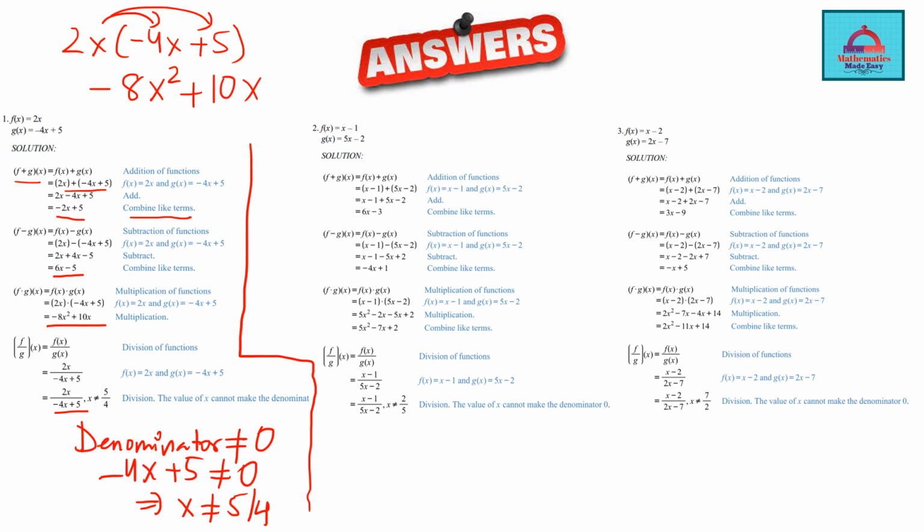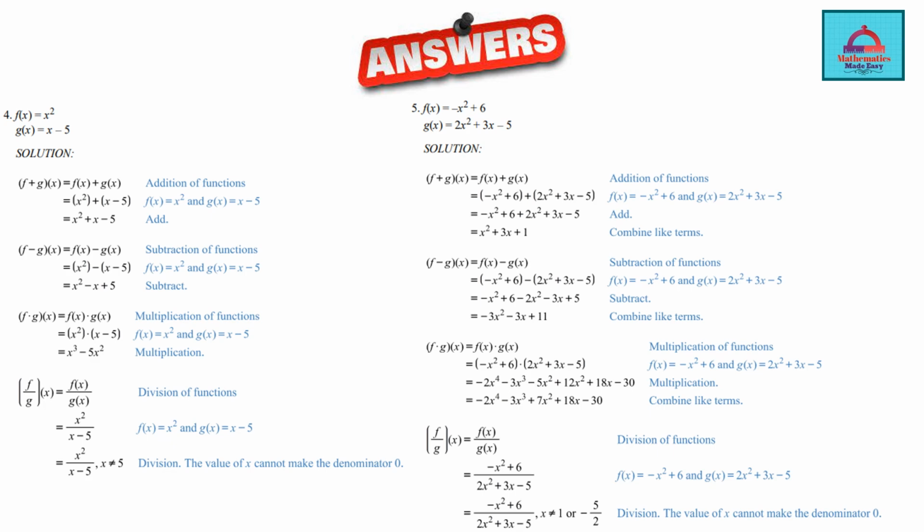Similarly, for question 2, you can find f(x) plus g(x), f(x) minus g(x), f(x) multiplied with g(x) and f(x) divided by g(x). The only thing you have to be careful about is that when you are dividing, the denominator cannot be 0, so x cannot be 2 by 5 in this case. In a similar way, you will solve question number 3.